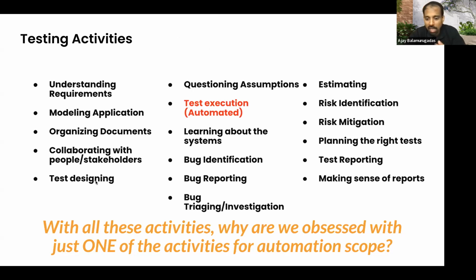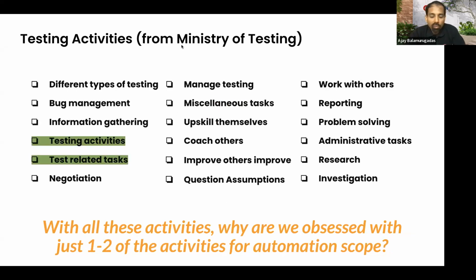Okay, so with all these activities, why are we obsessed with just one of these activities for automation scope? That is the one in the red, the test execution, right? Again, from Ministry of Testing, these are some of the different things that the community has collated. Now I've highlighted two of those activities where the majority of the testers think we can go ahead and automate. Again, with all these activities, why are we obsessed with just one or two of these activities for automation scope? Why can't we automate other tasks?